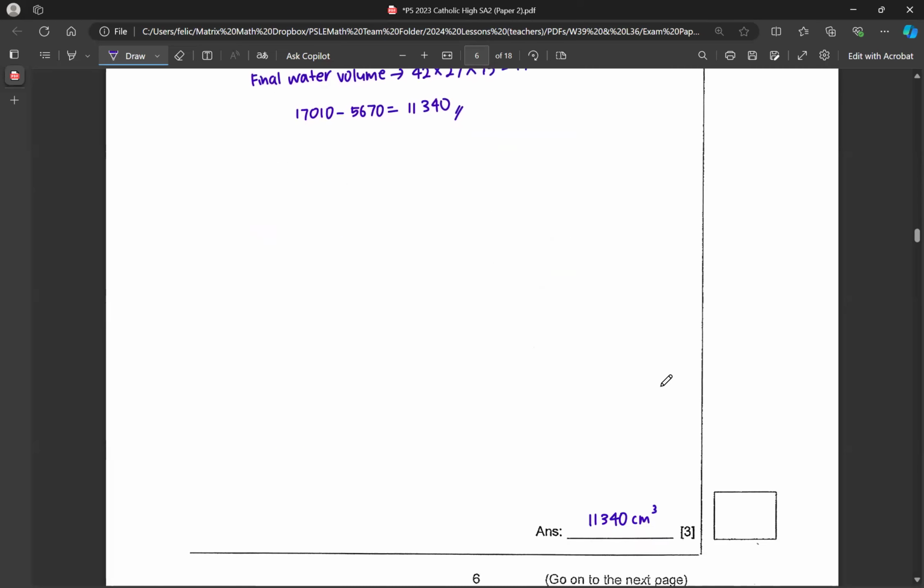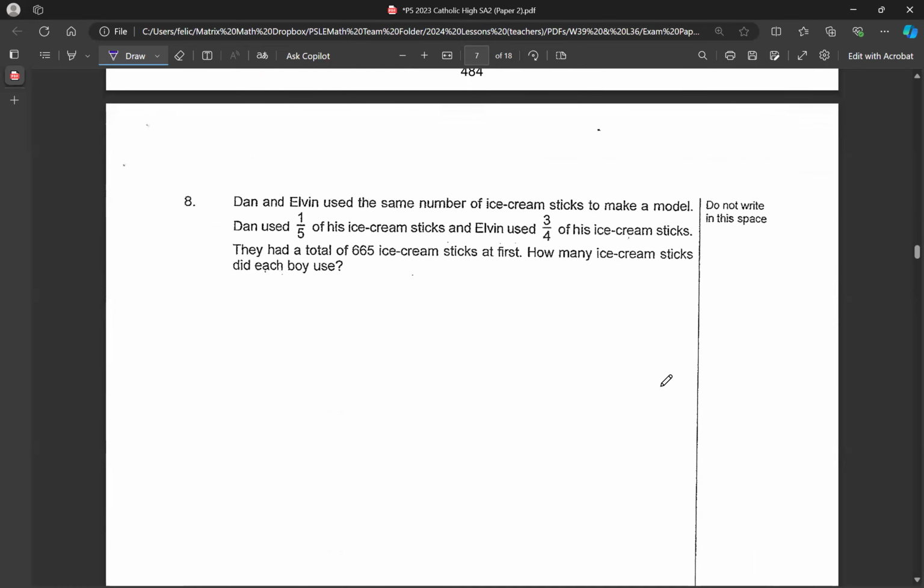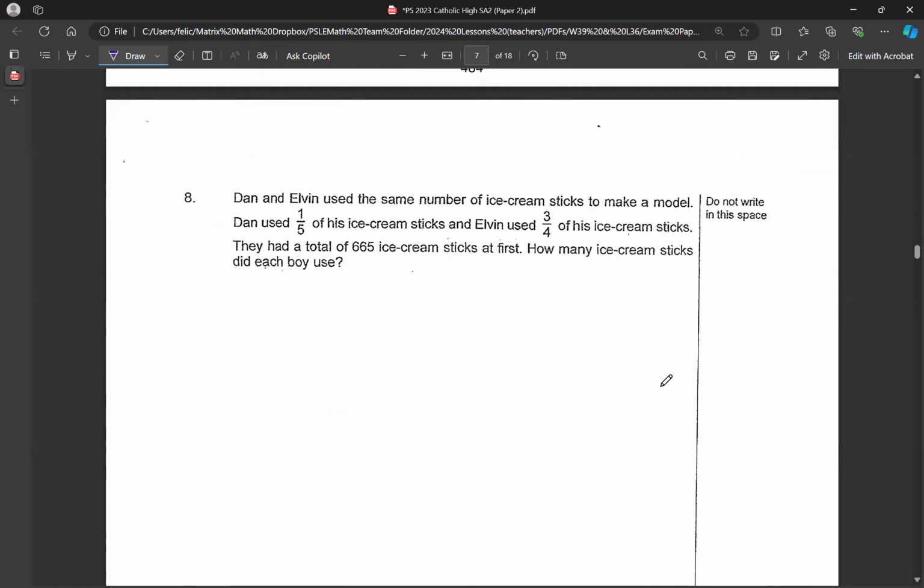Okay. Now we shall go on to question 8. Dan and Alvin used the same number of ice cream sticks to make a model. Dan used 1/5 of his ice cream sticks and Alvin used 3/4 of his sticks. They had a total of 665 sticks at first. How many sticks did each boy use?